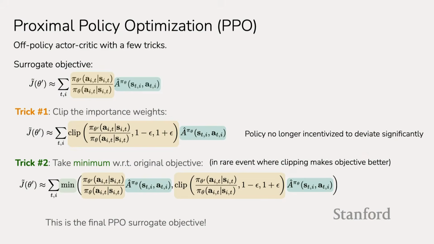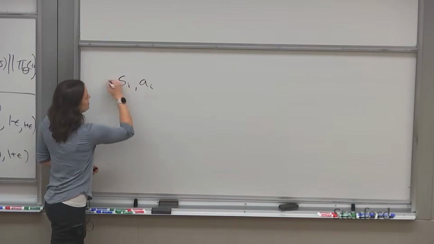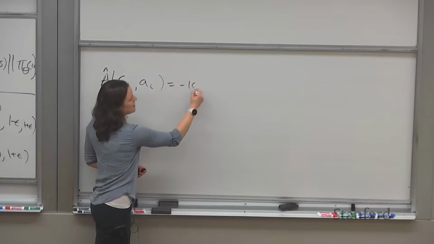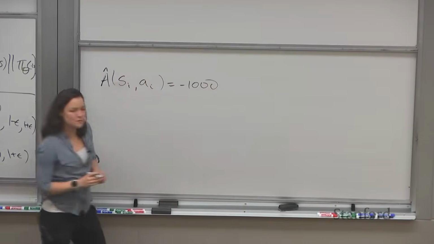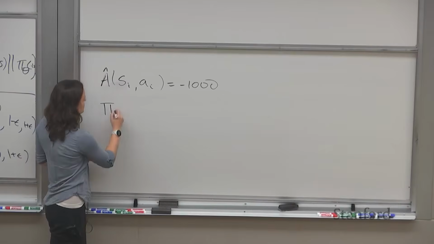And so if we take the minimum with respect to the original objective, this is at the state action level, at the data point level. This is going to ensure that those situations aren't happening. And so I guess explicitly, say you have a particular state and action pair where the advantage is like, I don't know, -1,000 or something like that. So something really large.